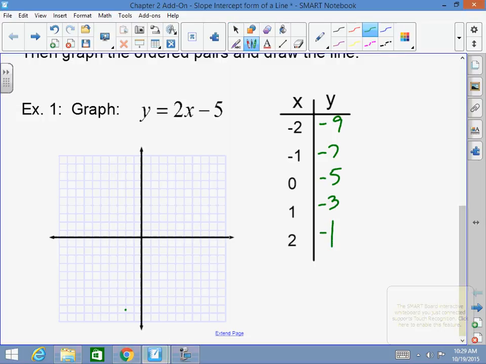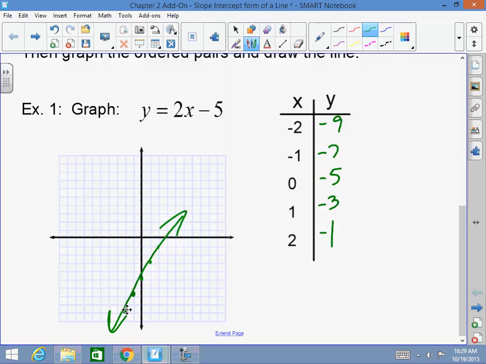All right, guys, so -2, -9 is right here. Then I've got -1, -7, which is right here. Then I've got 0, -5, which is right here. And I've got 1, -3 right here. And 2, -1, which is right here. And you have your straight line. And there it is. Nice and simple.